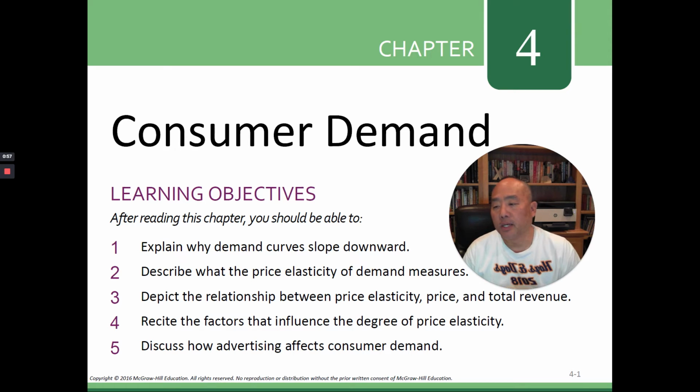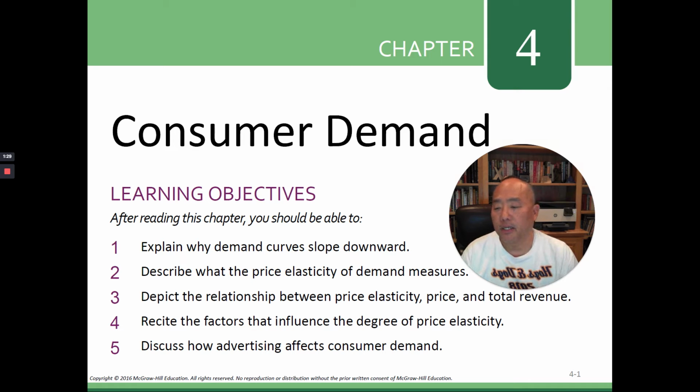Number 2, describe what price elasticity of demand measures. Price elasticity of demand measures the change in the quantity demanded divided by the change in price. So as we look at shifts in demand based on the change in price, we get price elasticity of demand.